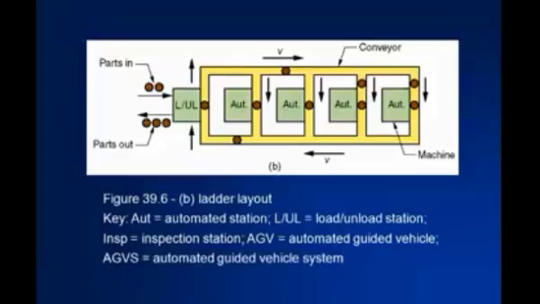This is the ladder layout, in which the conveyor belts are used with the machines, and parts are loaded at one place and then unloaded at another place after the processing. So this is another layout of the FMS system.